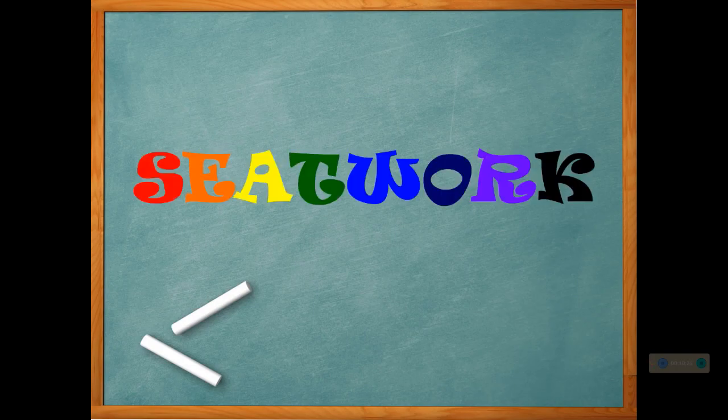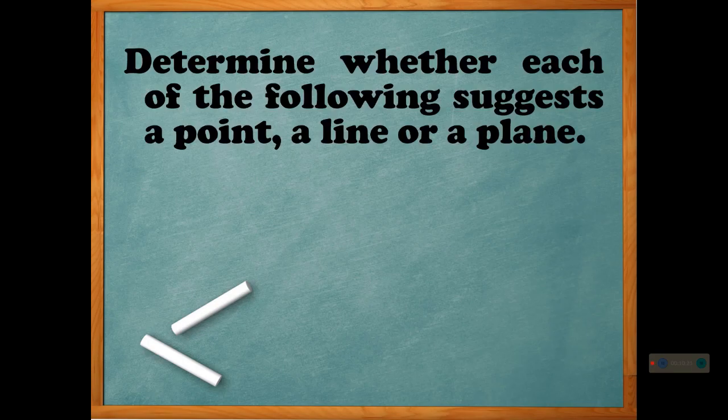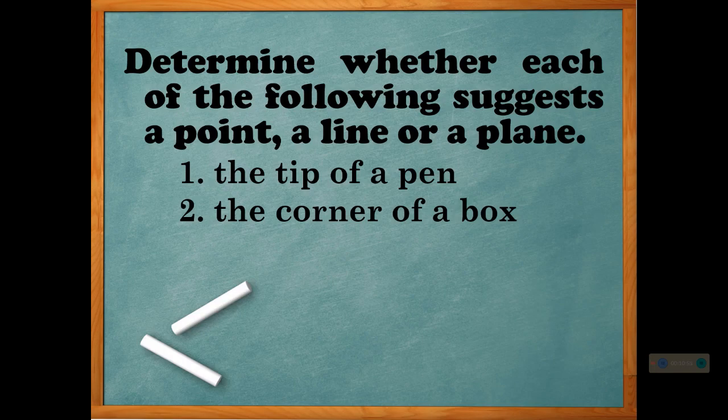So let's have now a seat work. Okay. So in the seat work, you are going to apply real life situations, and you are going to determine whether each of the following suggests a point, a line, or a plane. Okay, so let's have number 1, the tip of a pen. Is it a point, a line, or a plane? That's correct. It is a point. Next, number 2, the corner of a box. Is it a point, a line, or a plane? That's correct. This is a point.